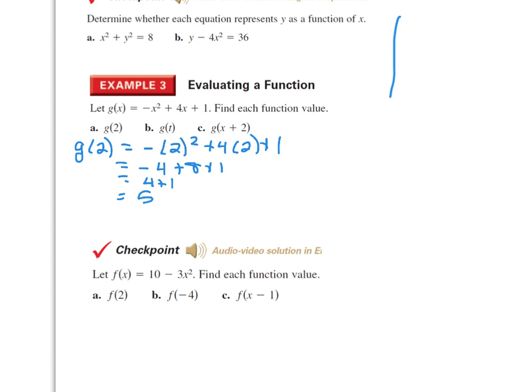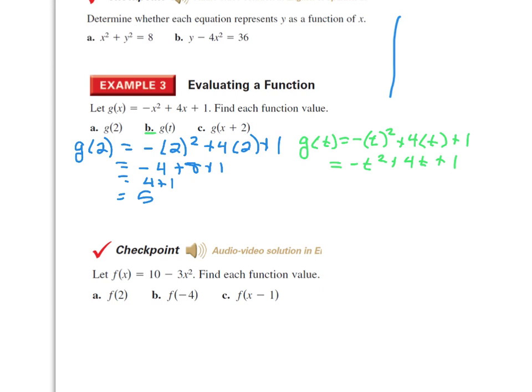Now, let's go on to the next one. And this time, what we're going to do is replace it with t. So I'm just going to use a different color. So we'll do it in green. So this time, I'm going to say g of t is equal to negative t squared plus 4t plus 1. Pretty simple, right?